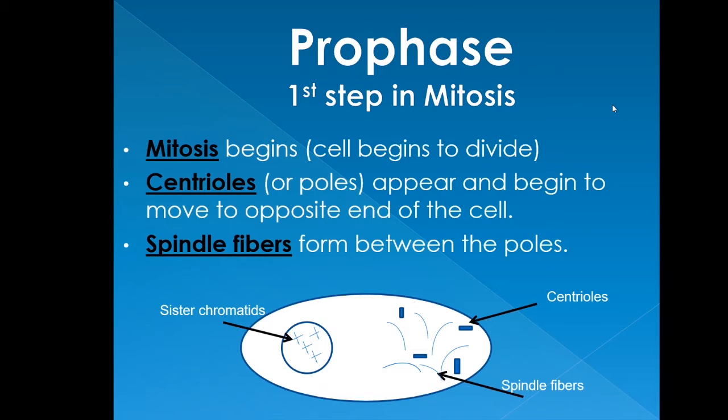The next one, this is actually the first step in mitosis, is called prophase. So mitosis begins here and the cell begins to divide. What happens is the centrioles or poles appear and begin to move to the opposite ends of the cells. So you have centrioles here, and they start moving to opposite sides, okay? And our spindle fibers show up. These spindle fibers, you'll see in a minute, are going to start to pull these guys to opposite sides of the cells. So it starts to set up the equipment that it needs to split apart those sister chromatids.